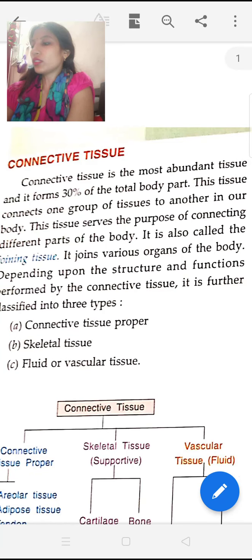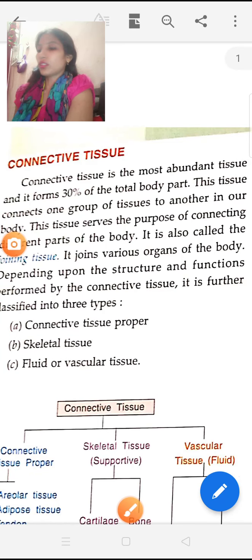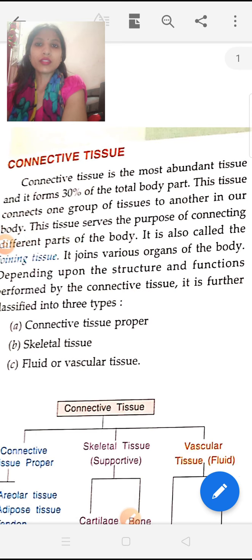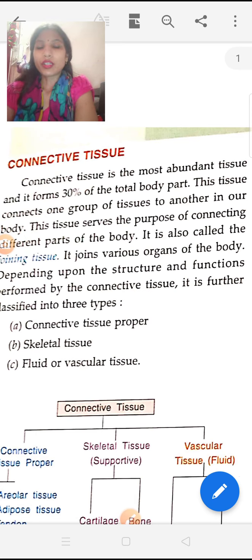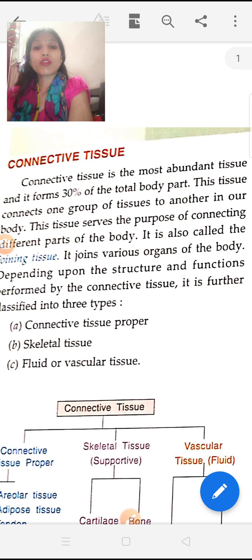Good morning, students. As we know, the topic going on is animal tissue, and in this class I'll explain the connective tissue. So what is the connective tissue? It is the most abundant tissue. It forms 30% of the total body.